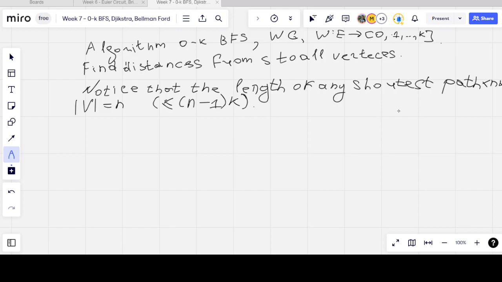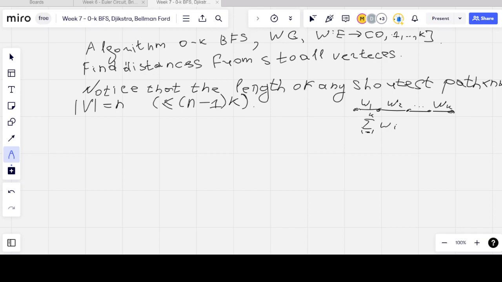I remind you that by length we mean, if we have some path, the sum of the weights of this path. This will be the length.